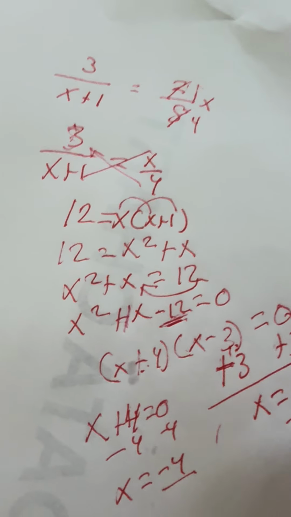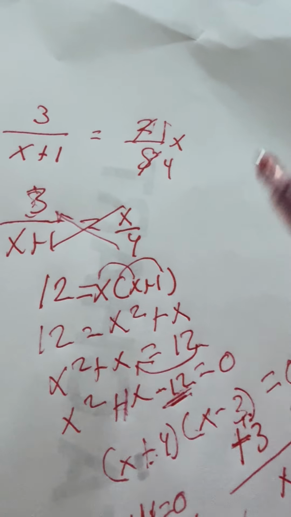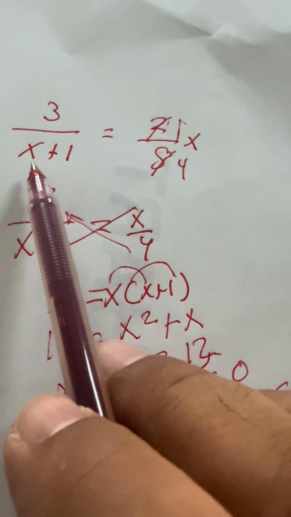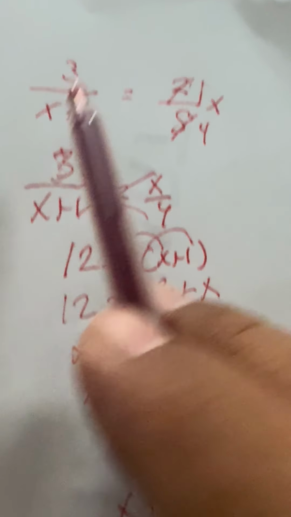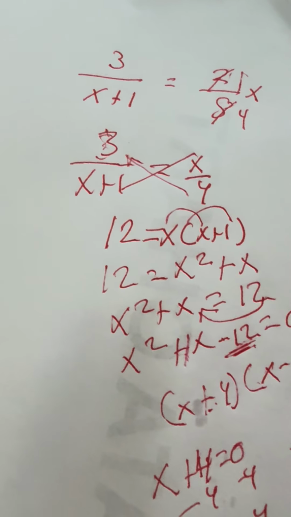Now, this is a fraction here. So we have to make sure that we don't have any extraneous solutions here. So we're going to test it out. Negative 4 plus 1. Negative 4 plus 1 is negative 3. So this denominator is negative 3.